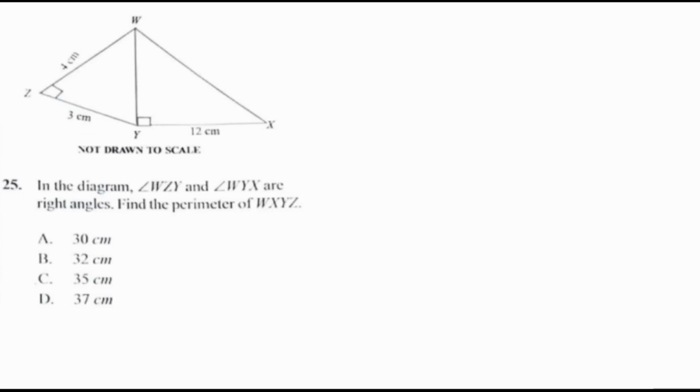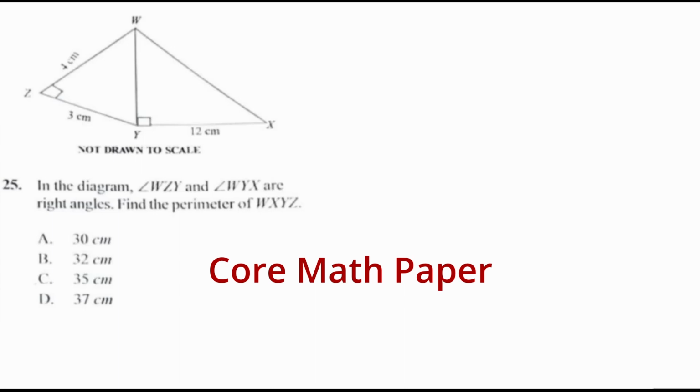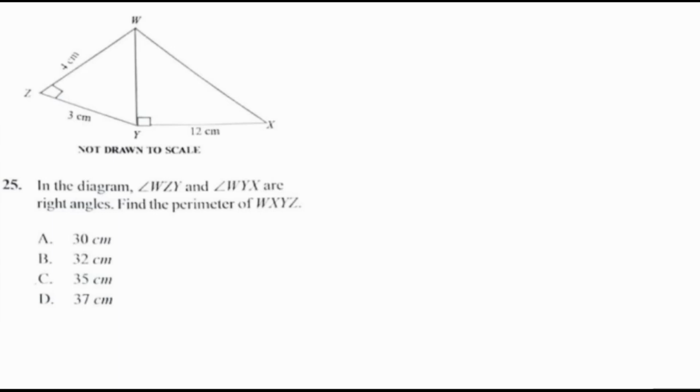Today we are solving question 25 of the WASSCE 2022 paper, and it reads: in the diagram, angle WZY and angle WYX are right angles. Find the perimeter of WXYZ.